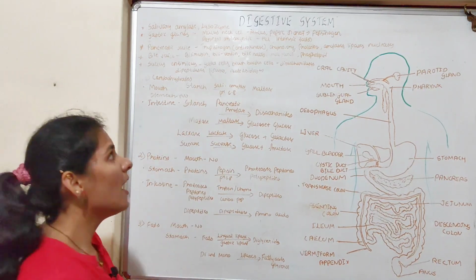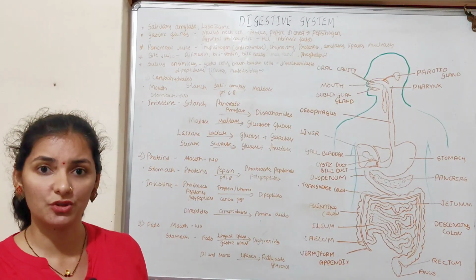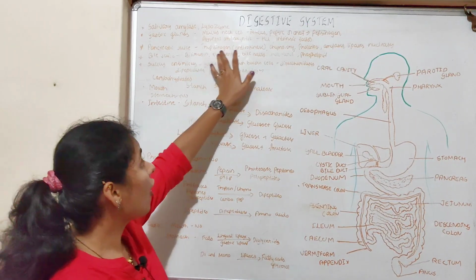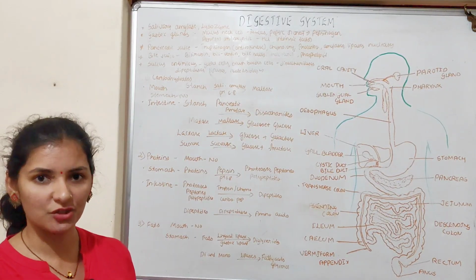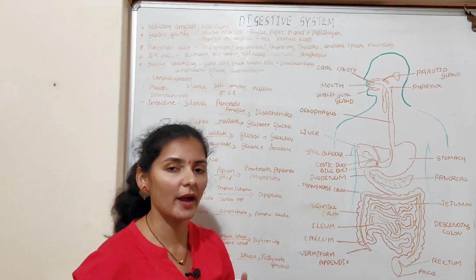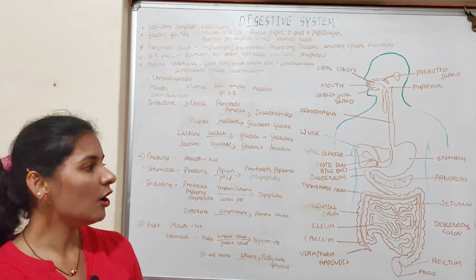Later this trypsin activates all the other inactive enzymes of the pancreatic juice. That is how all the inactive enzymes get activated in the pancreatic juice. So that is about the content of pancreatic juice, which helps in the digestion of different contents of the food.